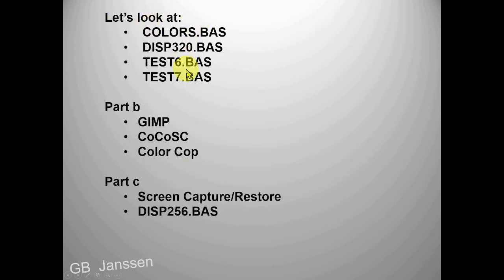Okay, let's look at the programs that are on that disk. I'm going to break this off and do another video, and I'll paste these things together and get back to this one here. And that will be the end of part A. In part B, we'll really dig into GIMP, CoCOSC, and a program called ColorCop. And that should follow right close behind this one. And part C will come in the future to capture, restore, and display some 256 pixels instead of 3 pixels. So I'll break away and be back soon.